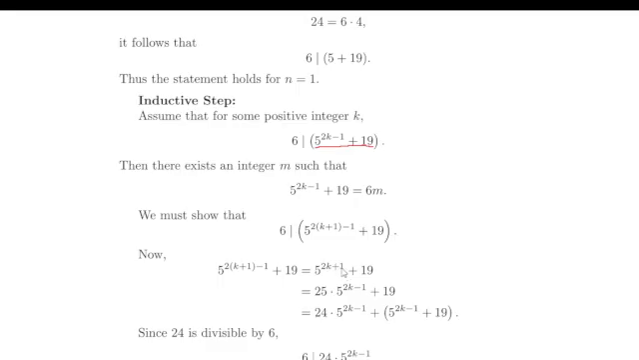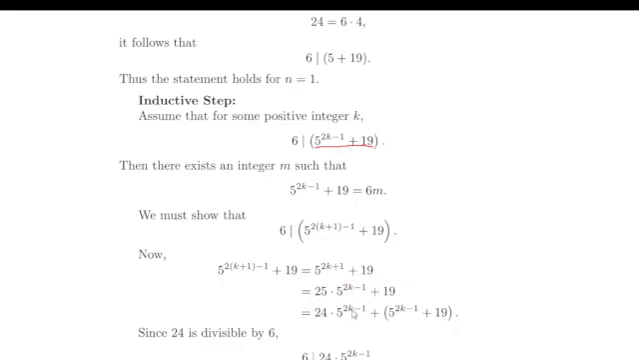by breaking it out as 5 squared times 5 to the 2k minus 1, where 5 squared is 25. So that's 25 times 5 to the 2k minus 1 plus 19. So this part is good, but the problem is we have that 25 in front.